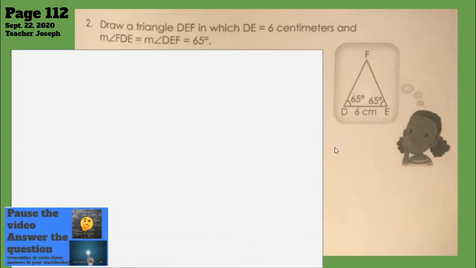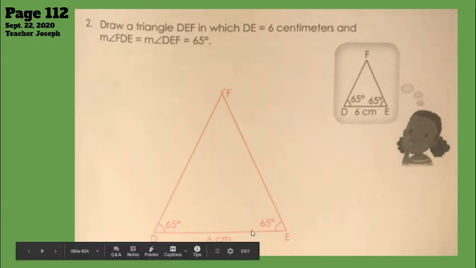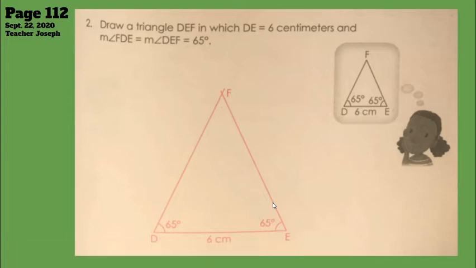Draw your line that was 6 centimeters first. So go from here to here, draw a line that's 6 centimeters. After you draw your 6 centimeter line, you're going to create those two angles. Here's one with 65 degrees, and here's another with 65 degrees. Make sure you use your protractor so that your angle measurements are exactly 65 degrees. Pause the video and try this on your own.